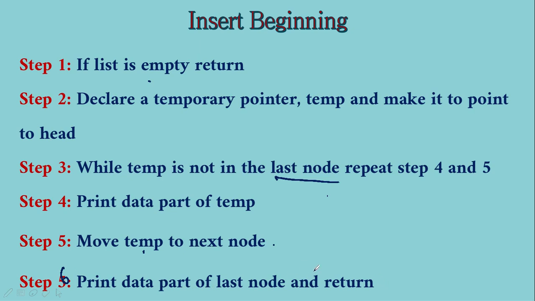This is required because we have a loop in which we check while we are not in the last node. While we are not in the last node, you print the data and move to the next node. So after coming out, my temp will be in the last node and its data was not printed, so I have to print it. This step is also required. Let us implement this and see.